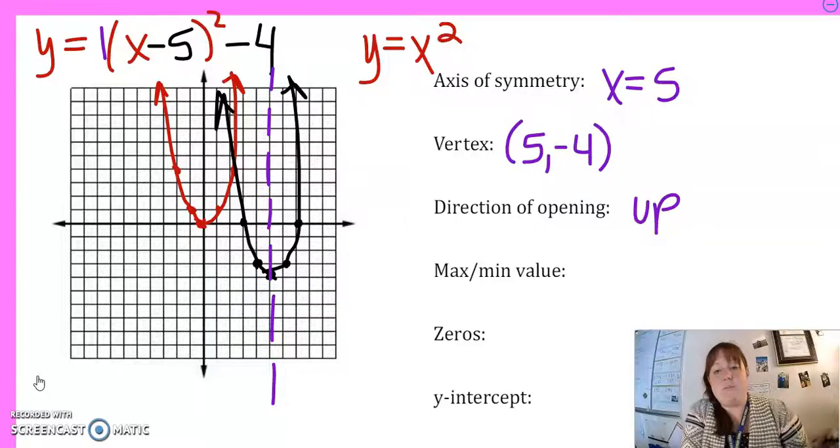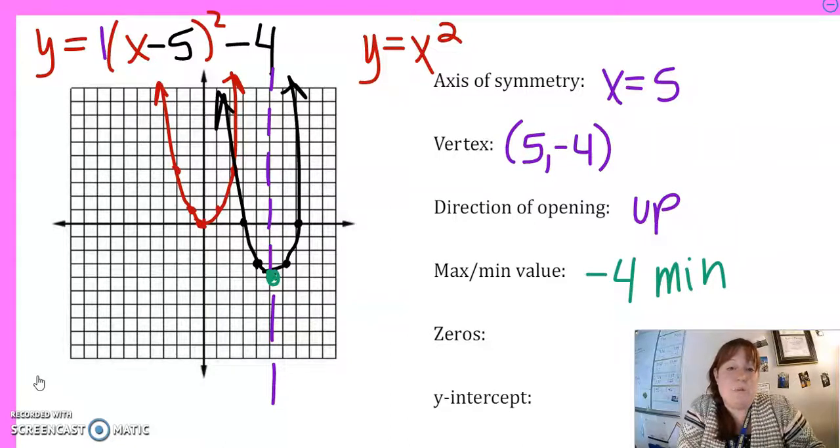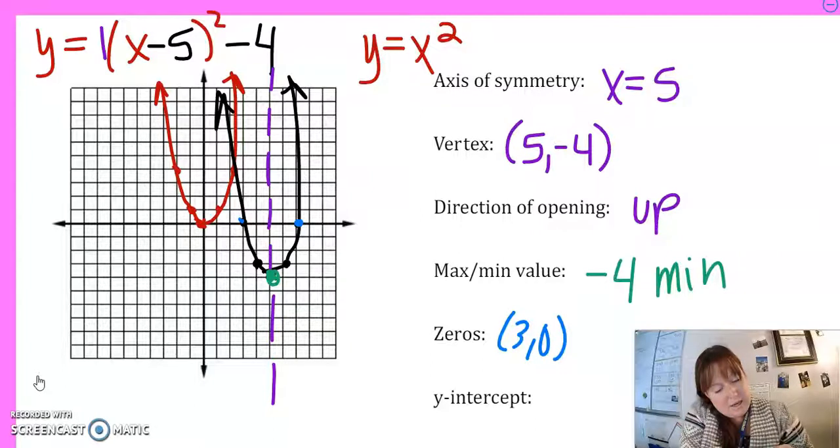Our minimum or our maximum value, well, that's the lowest point on our function, which is here. And remember, minimum or maximum is just a y value, so we're going to say that our minimum value is negative 4, and we could even write that that's a minimum. Our zeros. Now, our zeros on this one happen to be really easy to see because we were able to graph them during the graphing of the pattern. So our zeros here are right here and right here. So we have at 3, 0, and at 7, 0. Those are our two zeros.